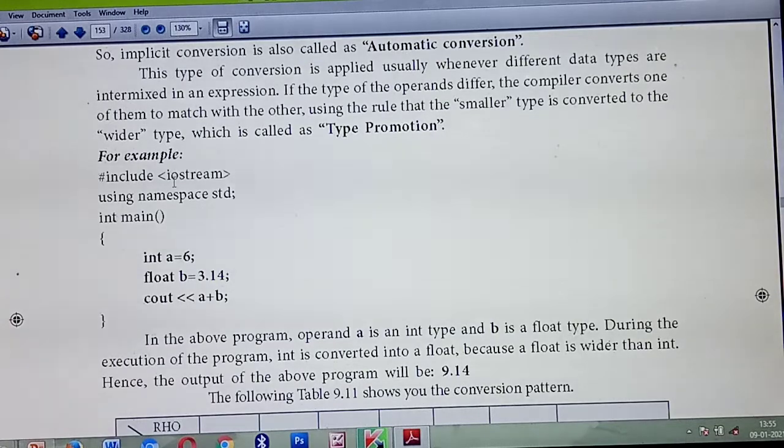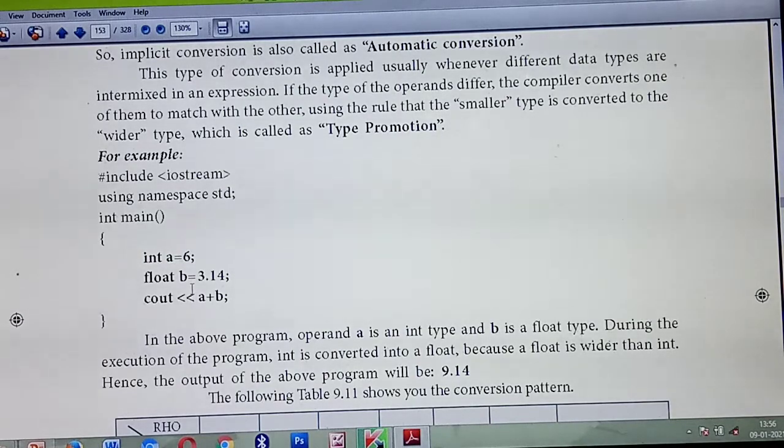What's the first line of the program? Header file. So #include <iostream>. What's the second line? using namespace std. Then the main function. Then inside the main function, you are declaring two variables. Listen. First declare a variable a: int a = 6. What's the meaning? The value of a is 6, which is an integer. Next one: float b = 3.14. What do you mean by float? Floating, that is point numbers. So point numbers are always declared with the data type float. So you are declaring another variable b equal to 3.14. Next, you are going to add these two numbers, a and b.